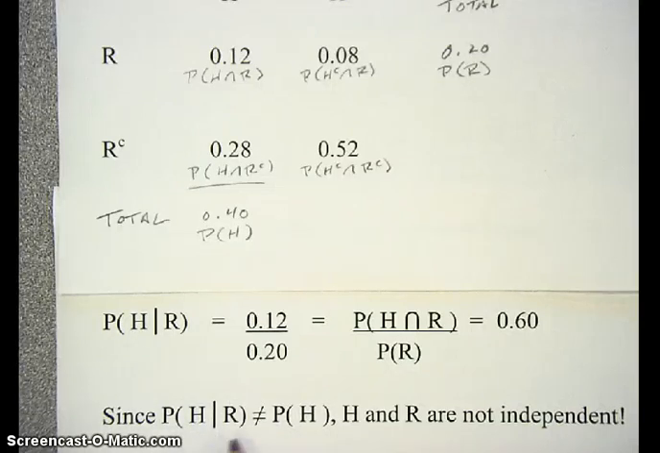Since the probability that they're happy if they're rich is not equal to the probability that they're happy, R, being rich, has some effect on the probability of H, being happy. That means that R and H are not independent.